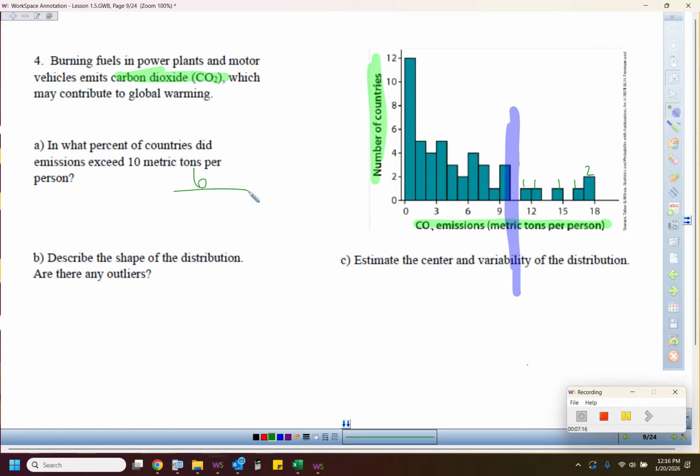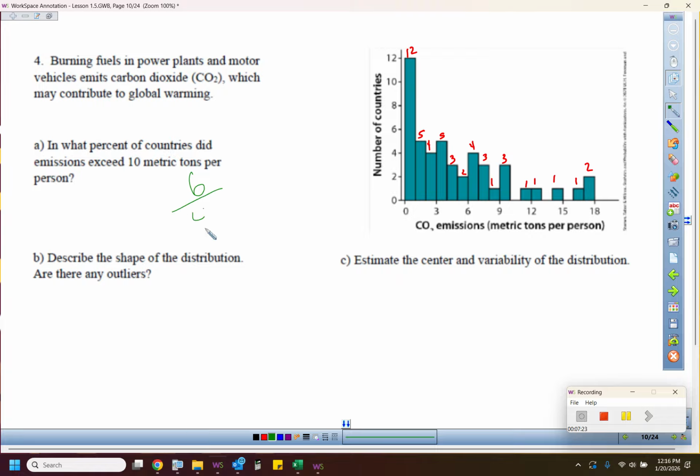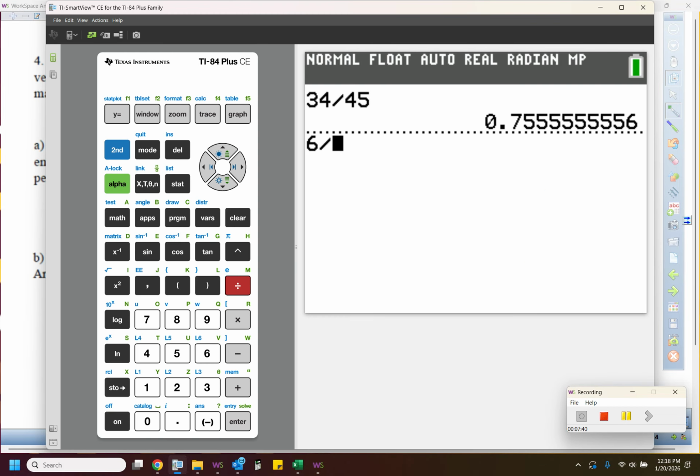Out of how many countries are there total? Well, I'll be nice and count them up for you. There are 48 total. 6 out of 48. How would you find that on your homework? You have to count each one of these bars up in that case. But I'm not here to waste your time. You can do that on homework, but there's 48 total. So find that percent right there. 6 divided by 48. Nice clean decimal on that one, right? So 12.5% sound okay?